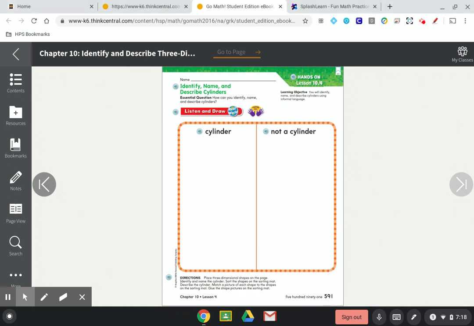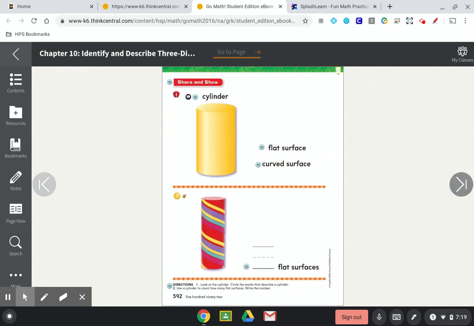Today, we are going to learn about cylinders. A cylinder? Yes, a cylinder is a three-dimensional shape. Remember, three-dimensional shapes are fat, not flat, fat. And a cylinder looks like this. Aha!